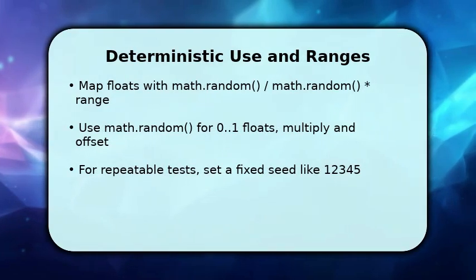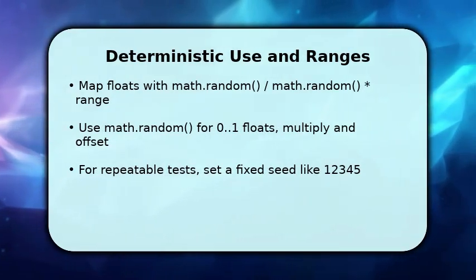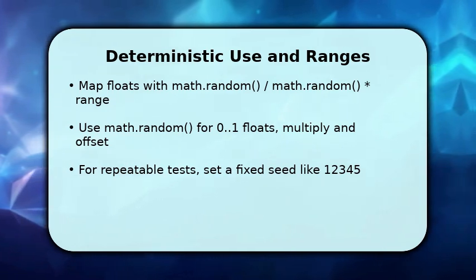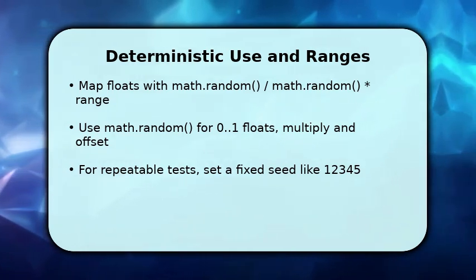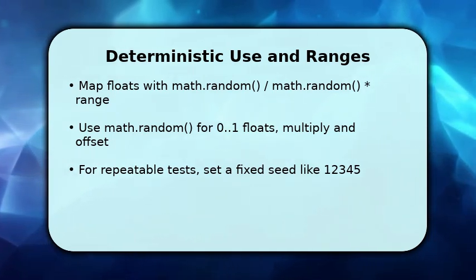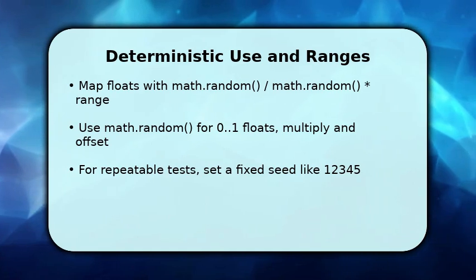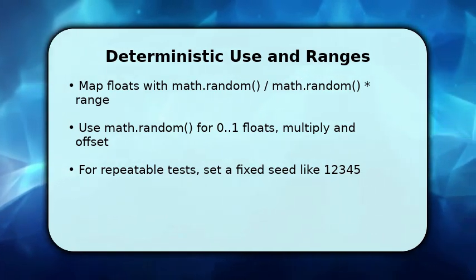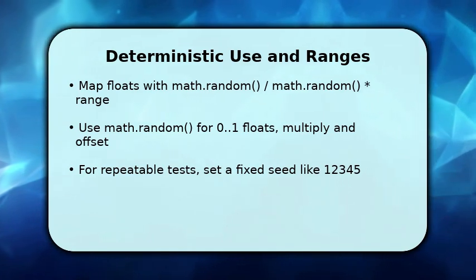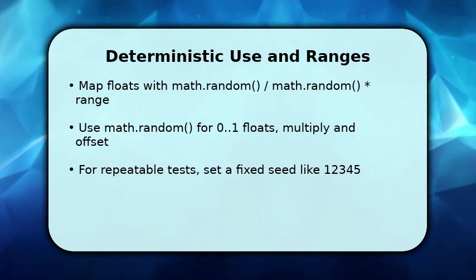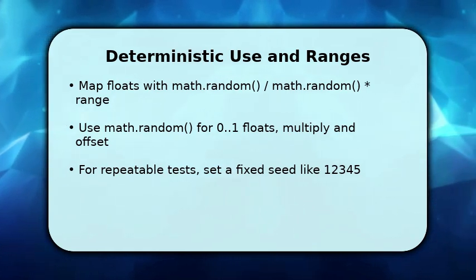Use math.random() alone to get a float between 0 and 1, then multiply and offset. Random value equals math.random() * (max - min) + min. For inclusive integer ranges, keep math.random(a, b). If you require repeatable behavior for debugging or deterministic simulations, set a fixed seed like math.randomseed(12345) at the top.